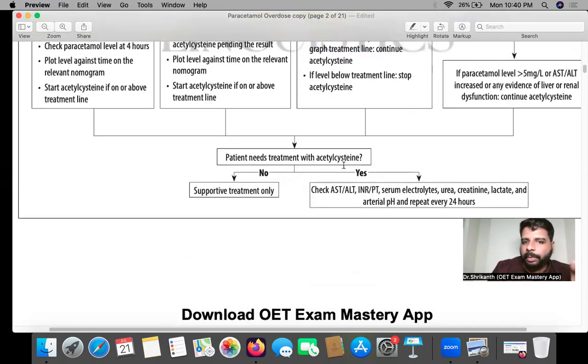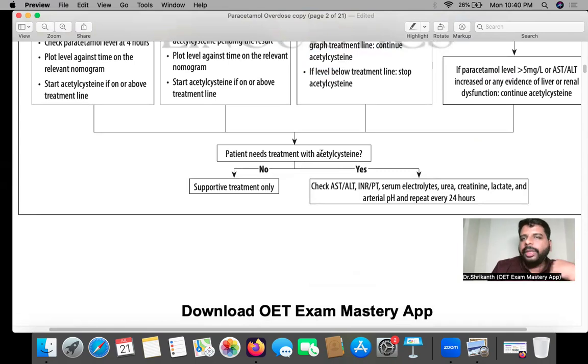And what is the last step over here? Patient needs treatment. Then you need to determine whether the patient needs treatment with acetylcysteine. If the patient does not need treatment with acetylcysteine, this is the next step, the last step over here.